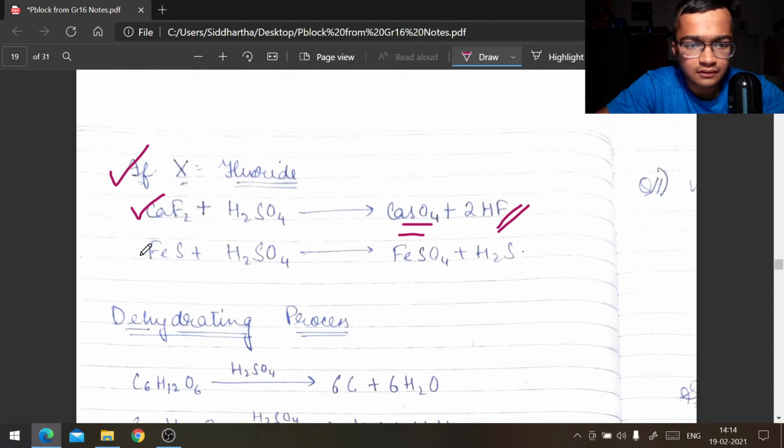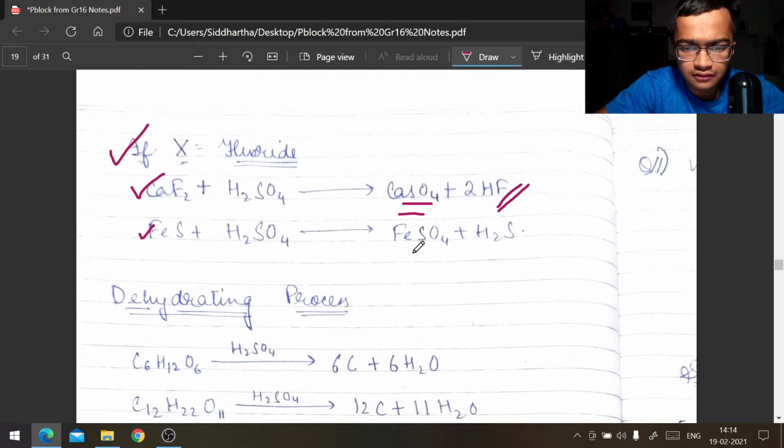Now if this is sulfide, FeS, then you get FeSO4 plus H2S. This is apart from that.